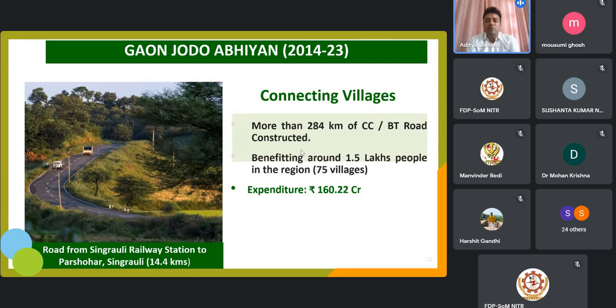So we have invested some 160 crores in the last 7 years since 2014 on road building and other basic infrastructure. So this is how the village people are getting benefited.